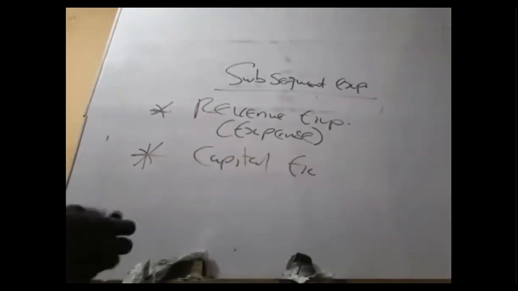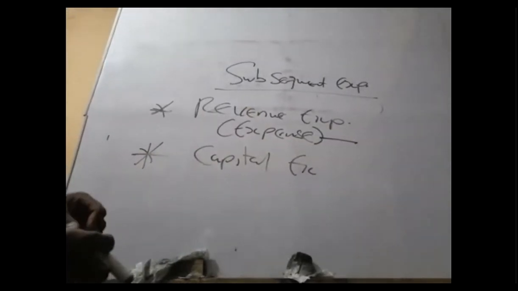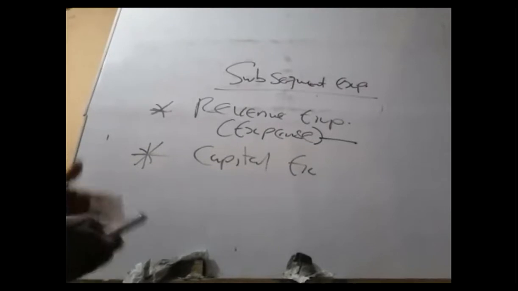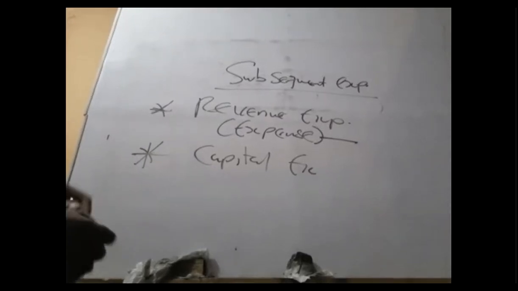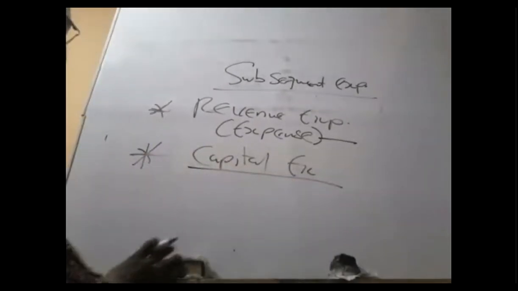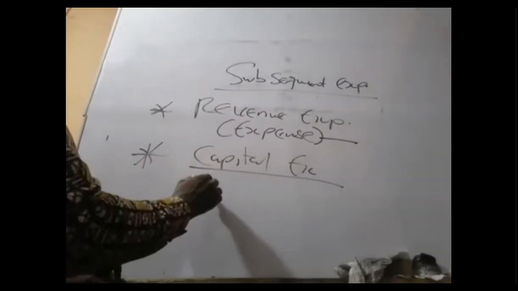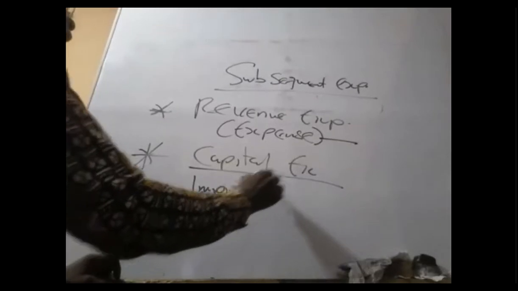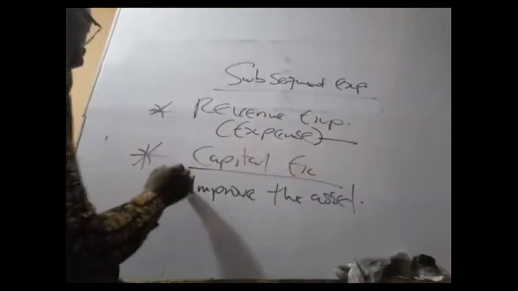The benefit lasts within one financial year. Examples include repairs, maintenance, fuel, and minor overhaul. Good. Capital expenditure: they are the ones that add value. They are the ones that improve the assets. So any expenditure that improves the asset, that's the capital expenditure.